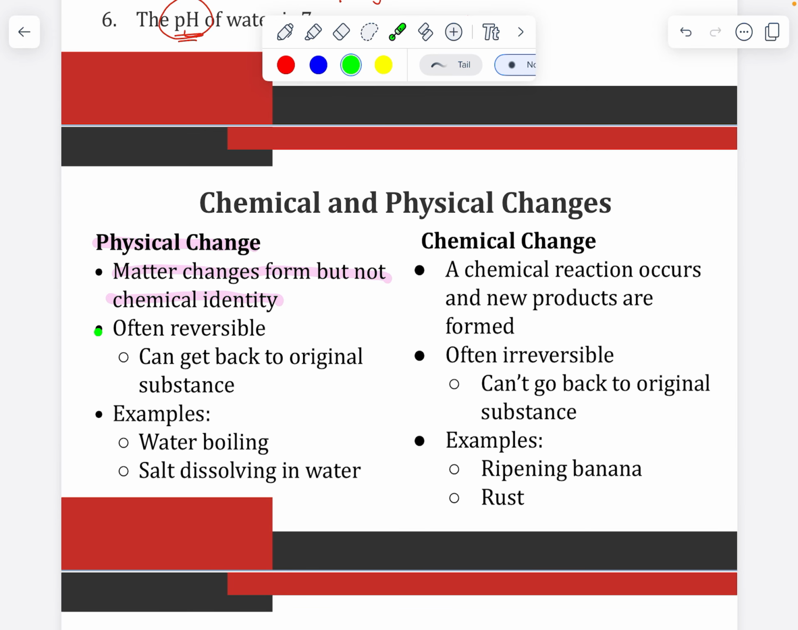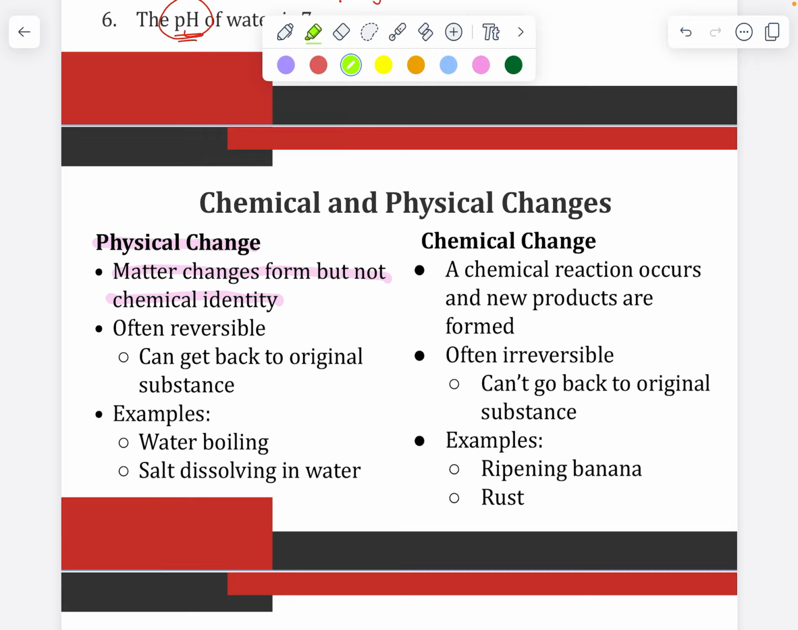Physical changes are often reversible, so you could get back to the original substance. So examples would be water boiling or dissolving. Dissolving is actually pretty complicated, so we don't see that one as an example very often, but that is a physical change because we could evaporate out the water in order to get the salt back.